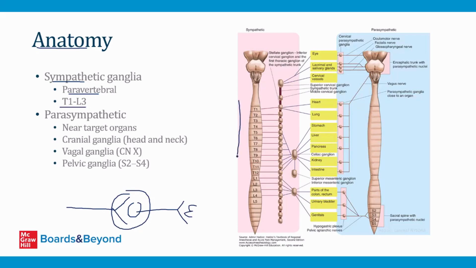So if you look at this image on the slide here, it shows the spinal cord. This is the sympathetic nervous system. And all these ganglia are found right here from T1 down to L3. These are the sympathetic ganglia. That's where you have that first neuron synapsing onto the second neuron.